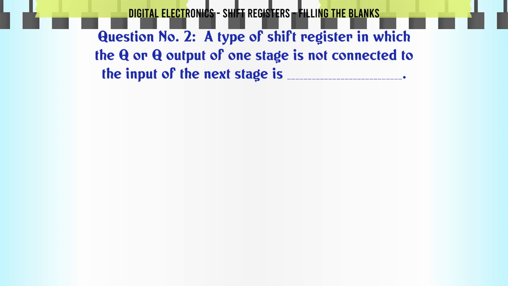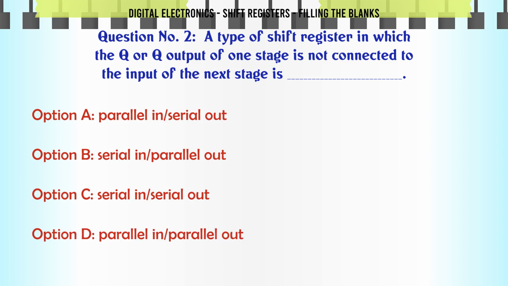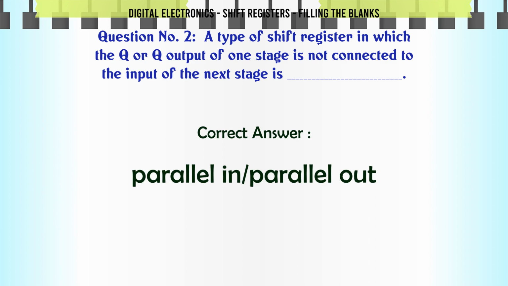A type of shift register in which the Q or Q-bar output of one stage is not connected to the input of the next stage is: A. Parallel in serial out. B. Serial in parallel out. C. Serial in serial out. D. Parallel in parallel out. The correct answer is parallel in parallel out.